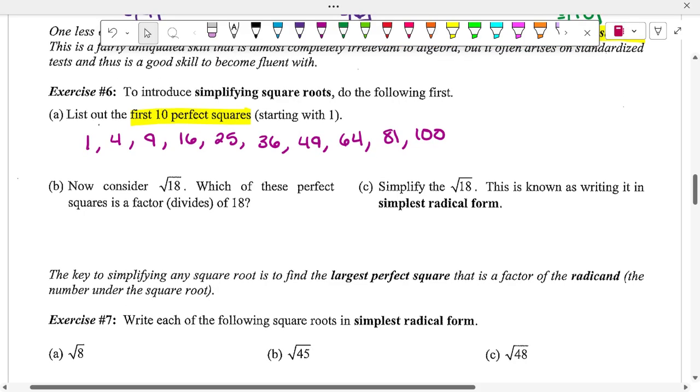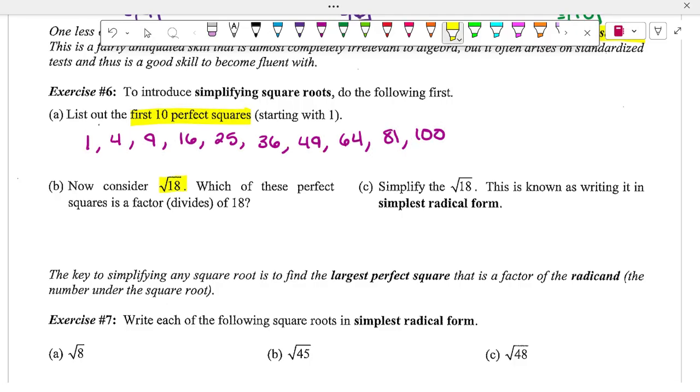Now let's consider the square root of 18. If we put the square root of 18 in our calculator, would it give us a nice, pretty number? No. It would give us an ugly looking, don't want to touch it with a 10-foot pole decimal. But what does 18 contain that we could take out? 9. Why 9? Because it's a perfect square. So we want a perfect square that's a factor that divides into 18, and that would be 9.